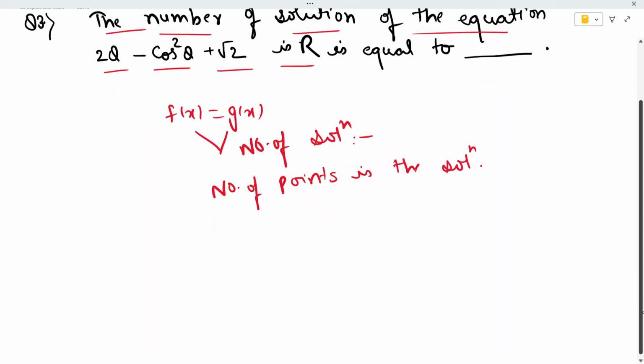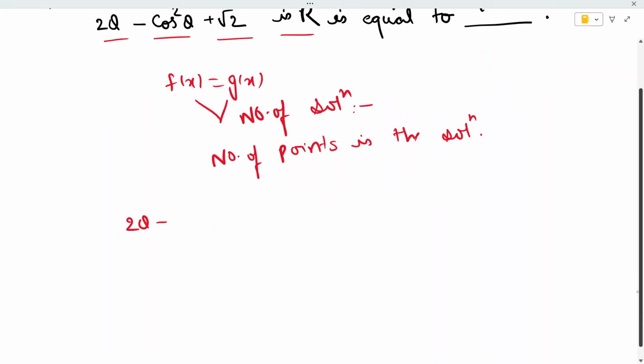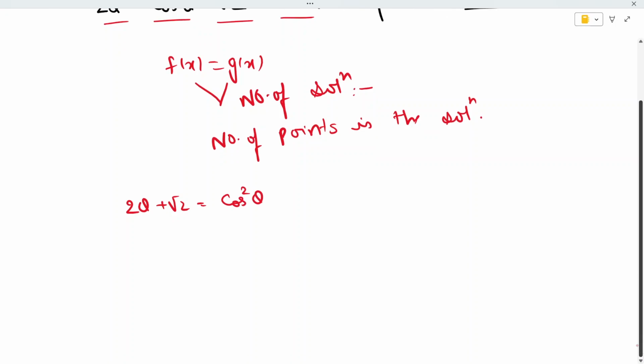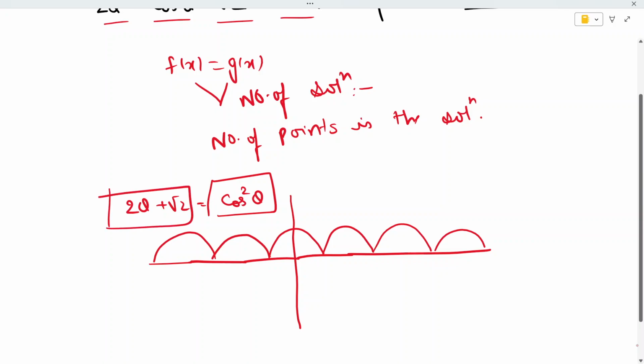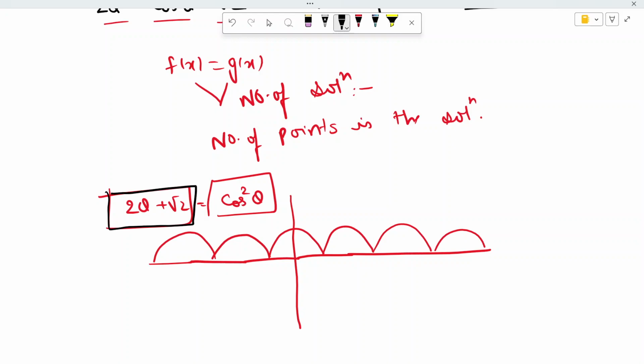Similarly, we can approach this. Here we have given 2 theta plus root 2. We can take this cos square theta to the right side. Now we know the graph of this. Let me draw the graph of cos square theta. We know this is a very simple graph. Just put it on the right side. This is the graph of cos square 2 theta. I hope you all know that. Now plot the graph of this. Let me mark it with a black pen. And the number of solutions you can find easily where the graphs cut.